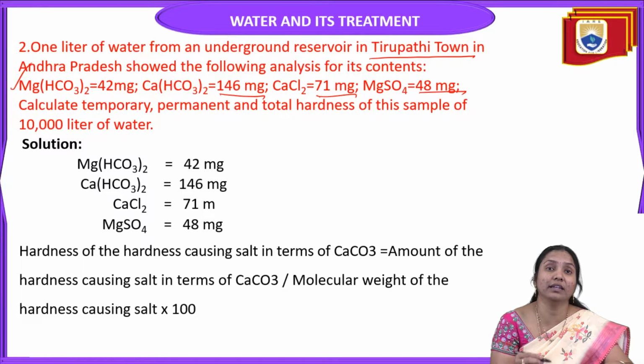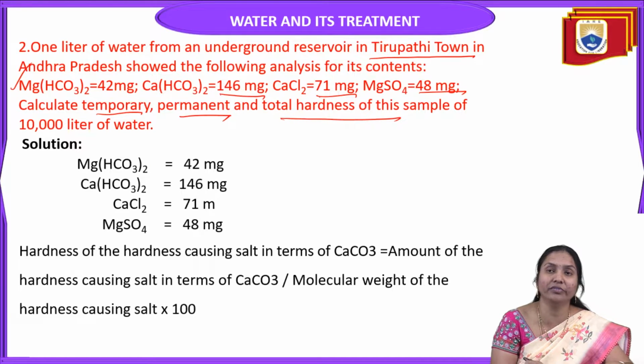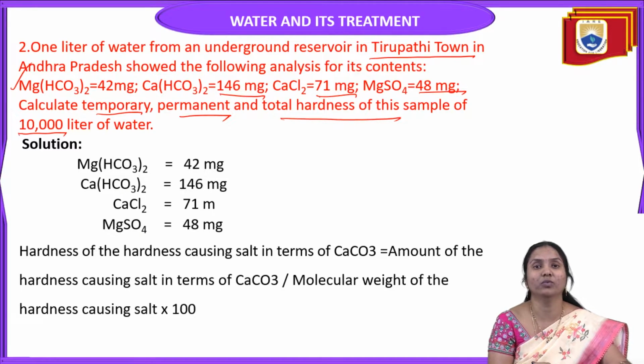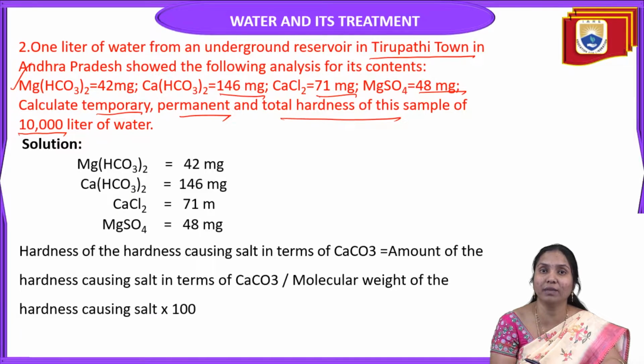Now we can calculate the temporary, permanent and total hardness of this sample of 10,000 liters of water. Not 1 liter here, it's given already 10,000 liters of water. In that water, the hardness causing salts present are magnesium bicarbonate, calcium bicarbonate, calcium chloride and magnesium sulfate.